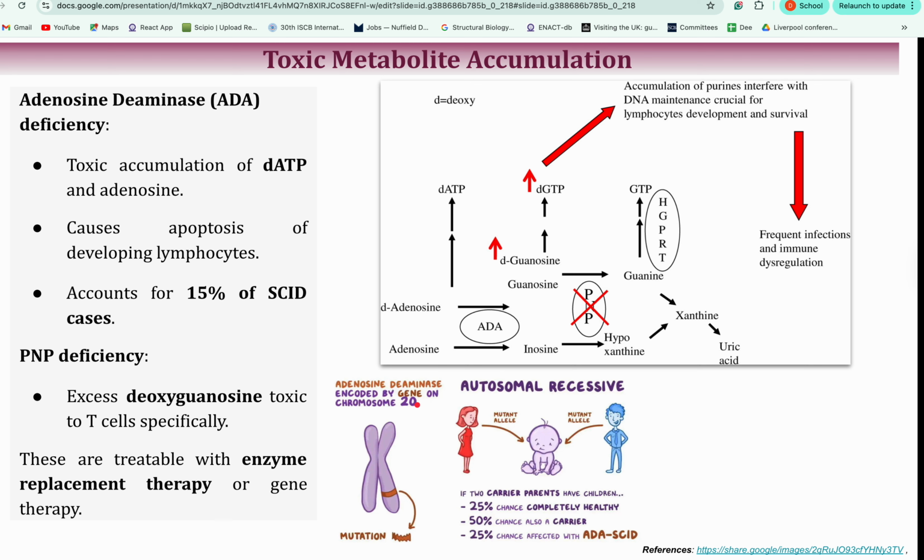So adenosine deaminase is encoded by the gene on chromosome number 20. And if there is a mutation in this ADA gene, then it gives rise to the accumulation of dATP to toxic concentration in our cells. So this inheritance pattern is autosomal recessive, and in this case, there is a 25% chance that the child will be completely healthy, a 50% chance that the child will be a carrier, and a 25% chance that the child will be affected with ADA SCID.